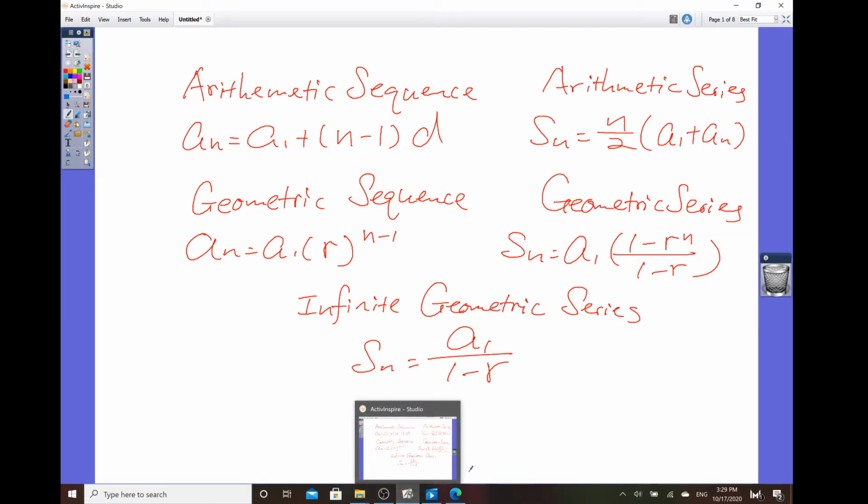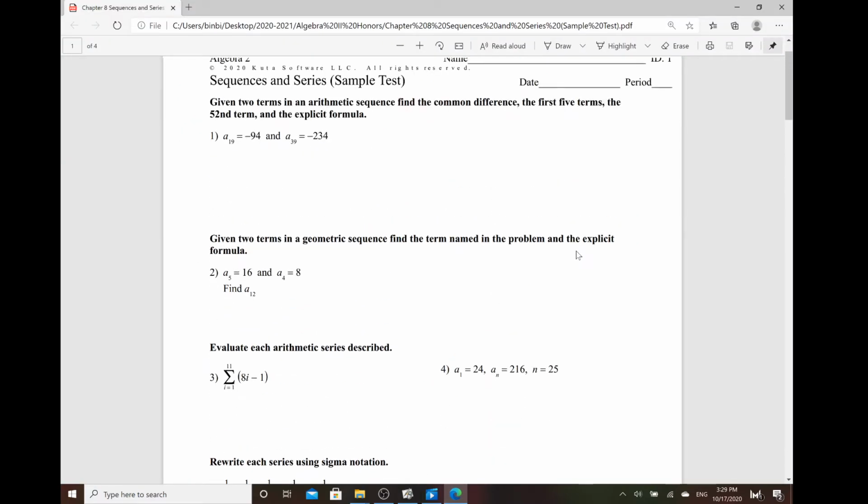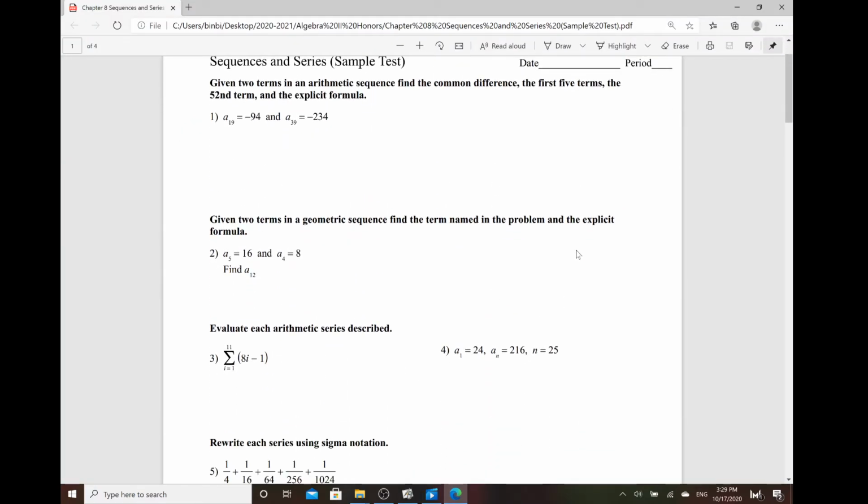Okay, so now let's take a look at the simple questions. For the first one, you want to find the common difference first, then the first 5 terms, then the 52nd term, and then the explicit formula. So for the arithmetic sequence formula, you want to use it 5 consecutive times. First, apply it to find the common difference. For the higher term, you always want to use that as a sub n. So this one, the higher term is negative 234, so that equals negative 94.